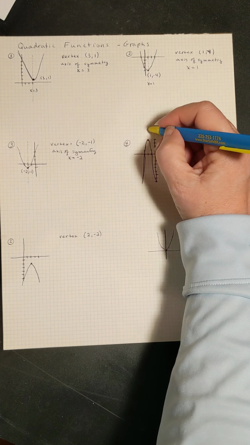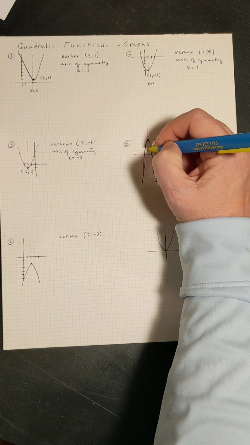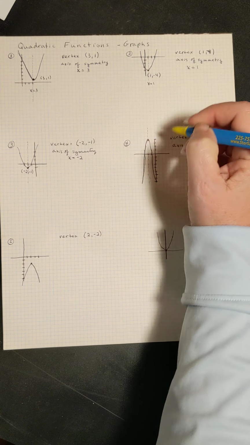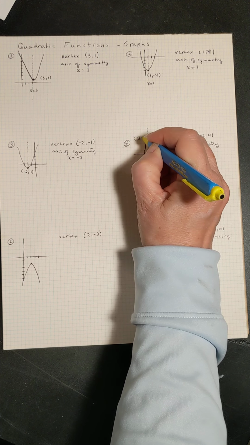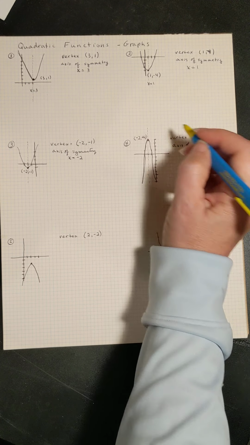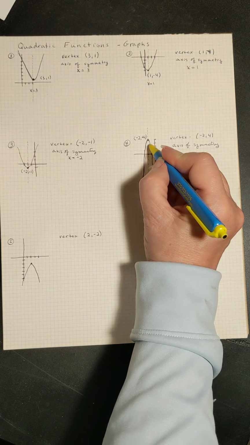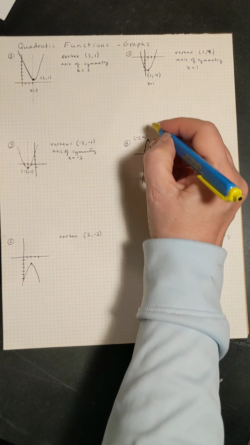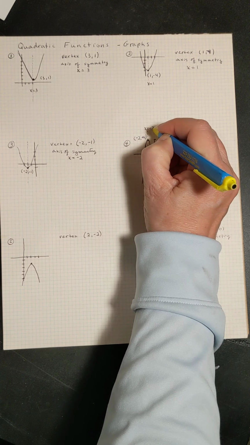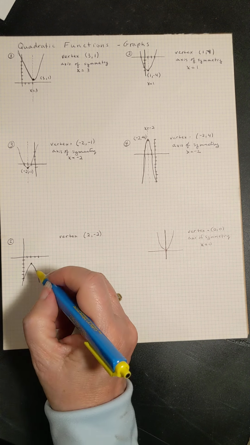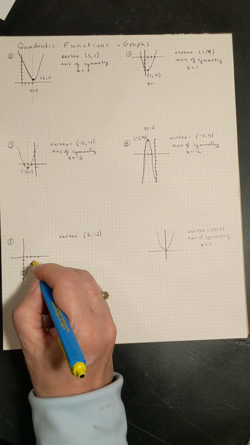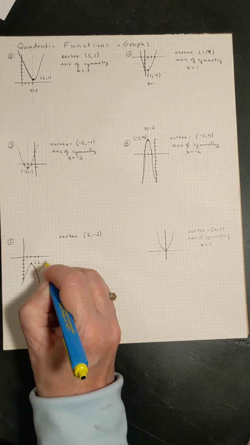And so again, it's this vertical line that runs through the vertex, and since the coordinates of this point are negative 2, positive 4, then x will always equal negative 2. And then the last one here, the coordinate here is 2, negative 2.